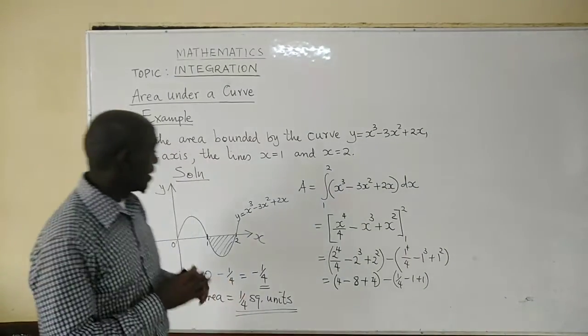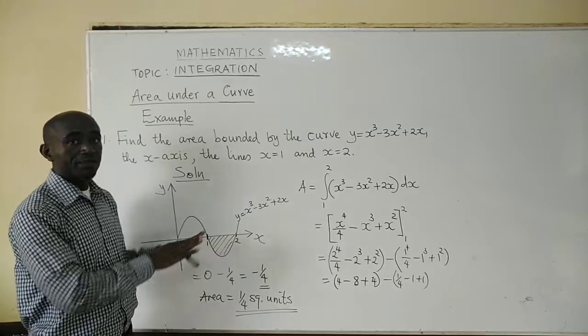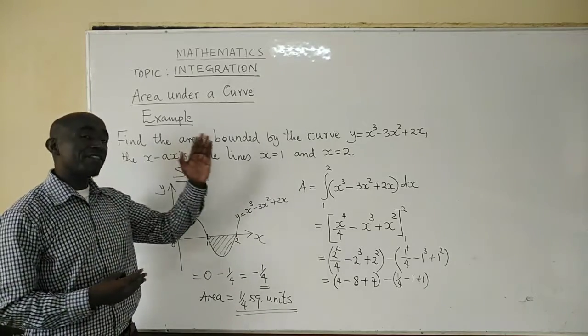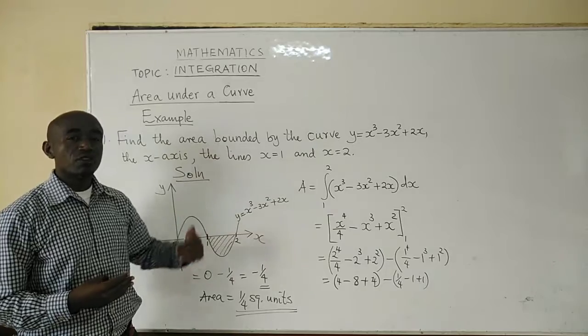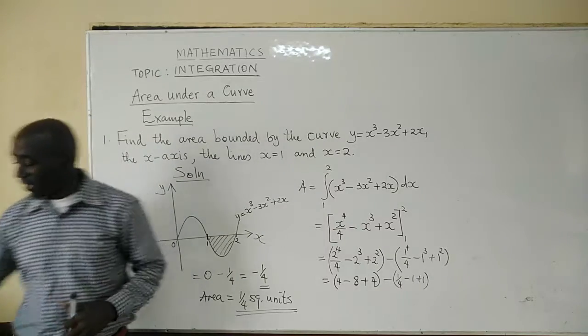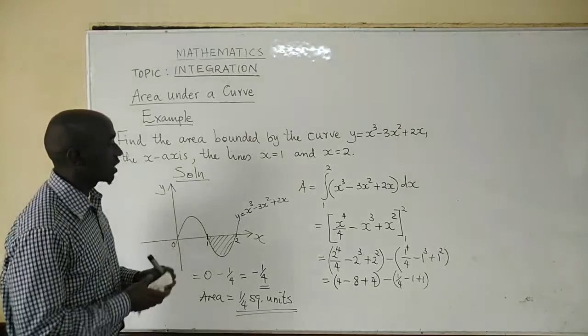In this case, the whole region is below the x-axis. In our next example, part of the region is above the x-axis and part of the region is below the x-axis. How do we deal with such cases? So let's look at this example so that we know how we deal with such cases. Example 2.